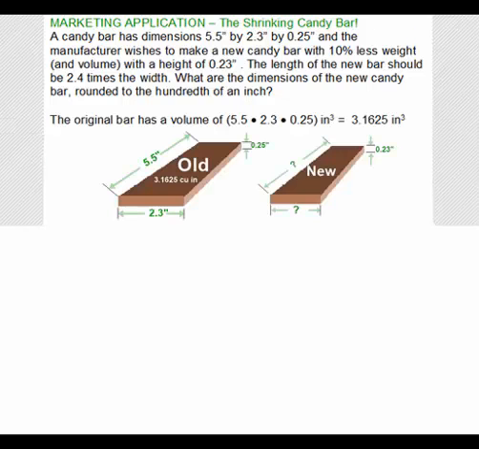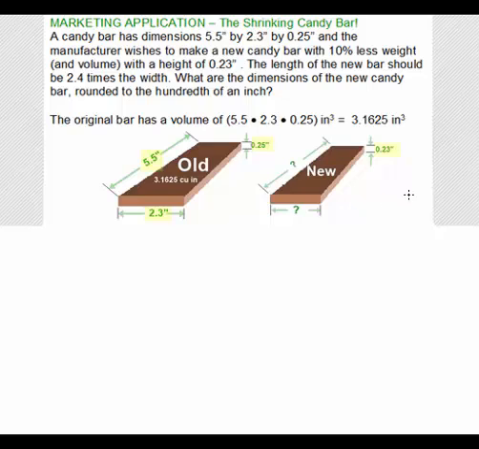What's helpful in a problem like this is to draw a sketch. And here I have a sketch of the old candy bar and also the new candy bar, and I put in the numbers where I have them. I have the length of 5.5 inches and I have the width of 2.3 inches. I can put those in, and the depth of 0.25 inches. And we also know that the depth or thickness of the new bar is 0.23 inches, so I'll put that value in.